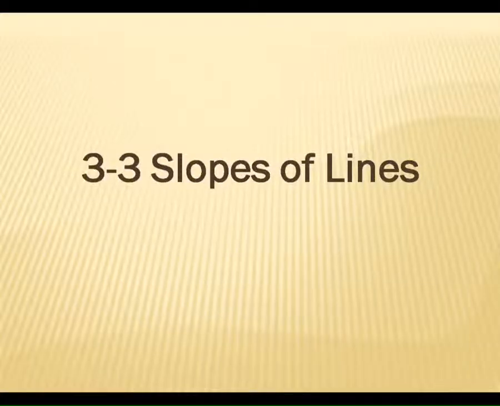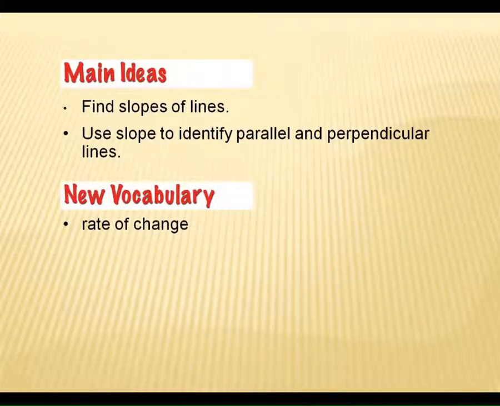Slopes of lines here. With slopes of lines, there's two cases. Two intersecting lines can be parallel, perpendicular, or neither. Okay. We're going to talk about how to identify which one's which.